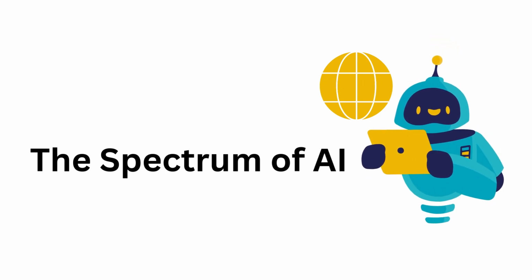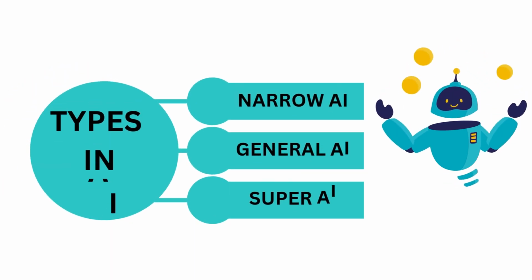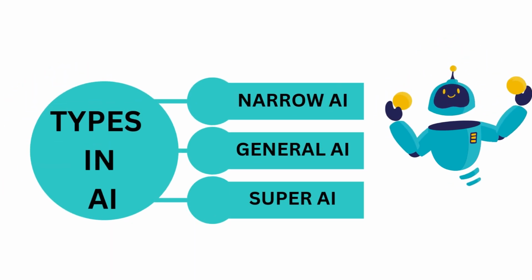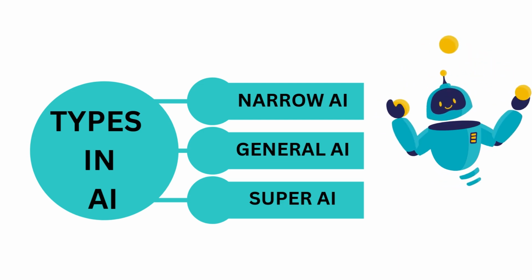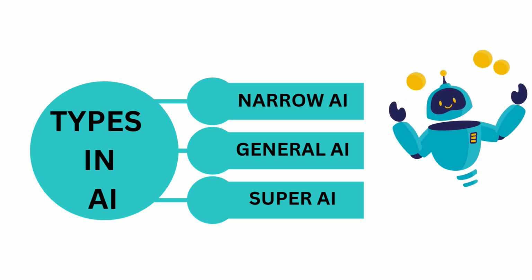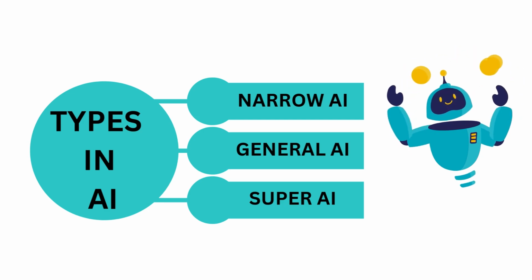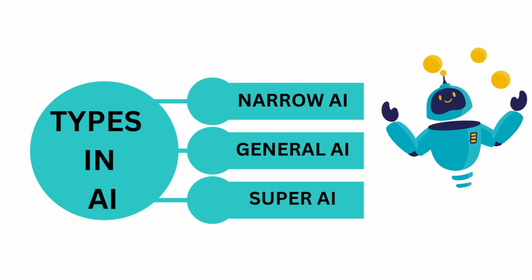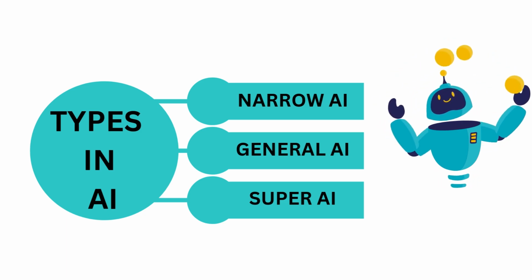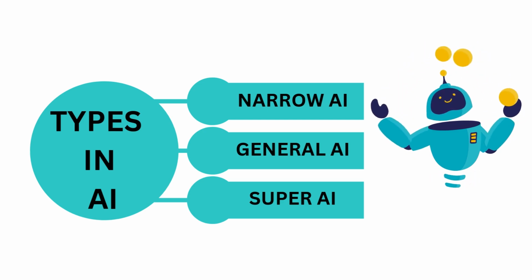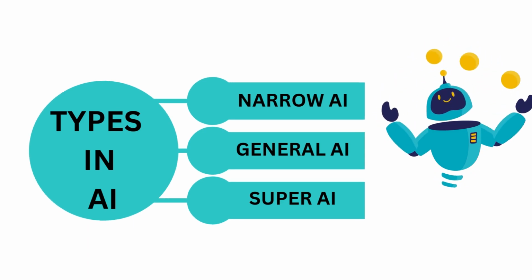AI comes in three types: narrow AI, general AI, and super AI. Narrow AI is what we interact with daily, such as Siri or Alexa, programmed for specific tasks. General AI, which is still a concept, will mimic human intelligence across various tasks. Super AI, which would surpass human intelligence, remains a futuristic idea, often seen in science fiction movies. Understanding these types helps us appreciate where we are today and what the future might hold.